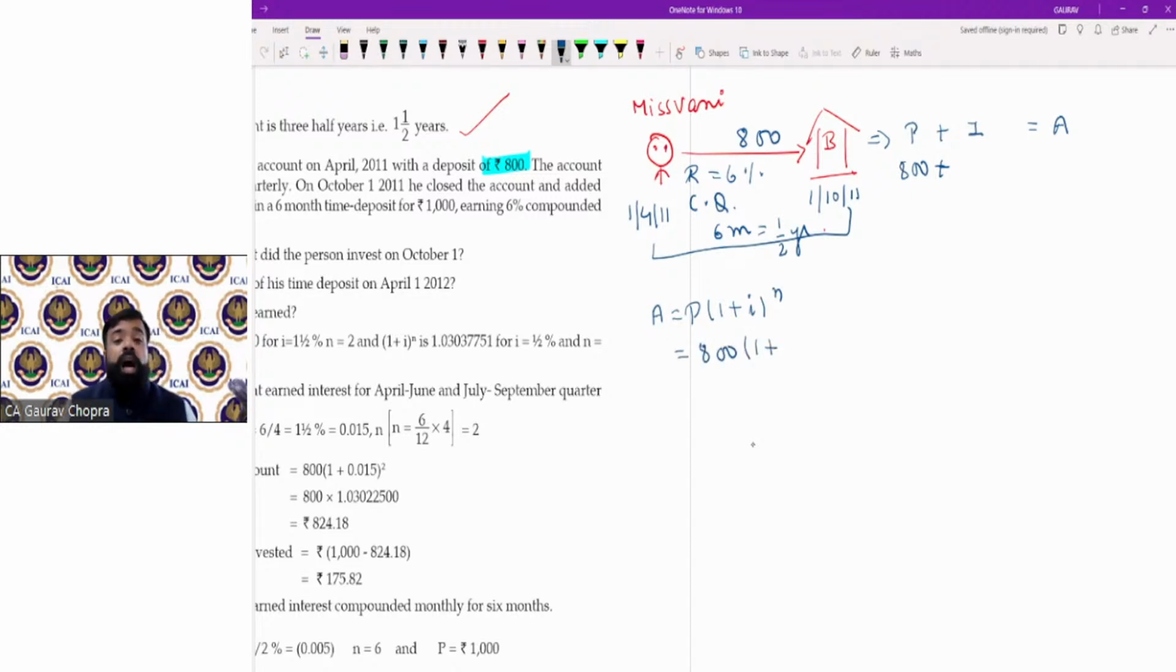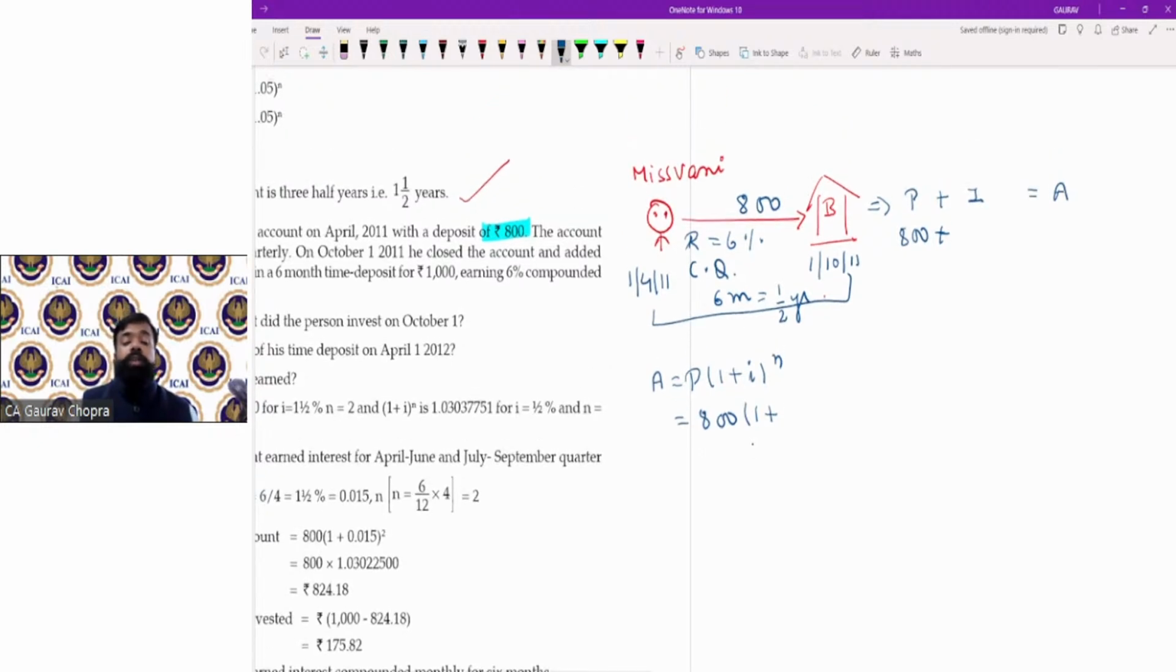Then 1 plus i. Since it is quarterly, we have to convert the rate into quarterly. So i is equal to 6% divided by 4, so you get 1.5% as the quarterly rate. Now, what about the time? For time to be converted into a quarterly basis, we have to multiply by 4. So half year multiplied by 4, we get 2 quarters. Therefore, n is equal to 2. So we can put 1.5 upon 100 and then whole to the power of 2.